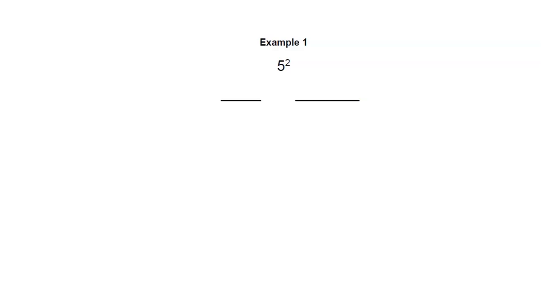For example 1, we're going to look at the power 5 to the second power. So it can be read as 5 to the second power. It may also be read as 5 squared. So the exponent 2 can be read as the second power or squared. So again, and this is just to reiterate what we just talked about, 5 is the base and 2 is the exponent. So the exponent tells us how many times to multiply the base by itself.